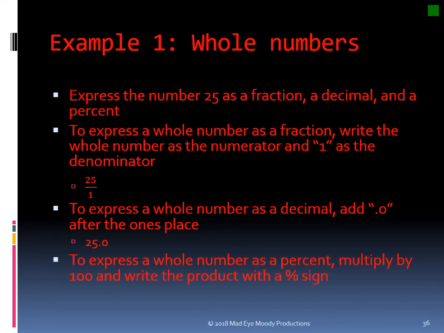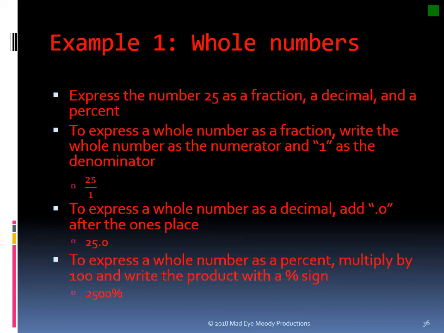And then as a percent, to express a whole number as a percent, you multiply that number by 100, because again, percent is talking about out of 100, and you write that product with a percent sign. So 25 is actually 2,500%.